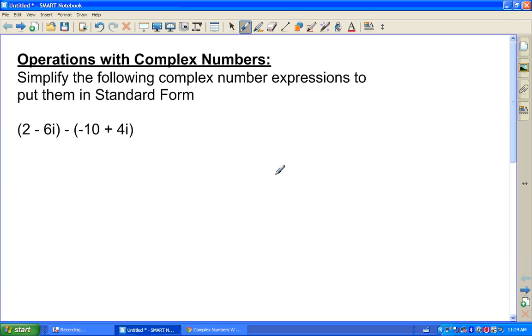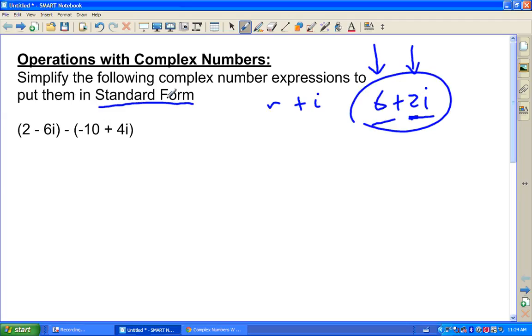Now we're going to show you some examples on how to do operations with complex numbers. So first of all, we need to understand that standard form typically has a real number plus an I value. Something like 6 plus 2I would be an example of a complex number in standard form. It has the real number out front and then the imaginary number second, with or without a coefficient. Okay, so that's the standard form we're looking for here.